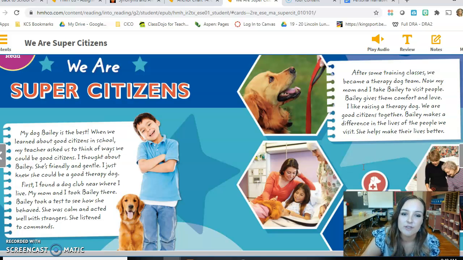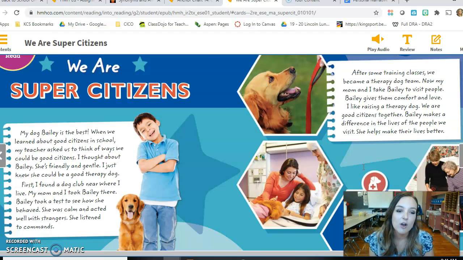We are super citizens. What does this boy and the dog do that make them super citizens? So here we go. Make sure you're following along in your My Book. We are super citizens. My dog Bailey is the best. When we learned about good citizens in school, my teacher asked us to think of ways we could be good citizens. I thought about Bailey. She's friendly and gentle. I just knew she could be a good therapy dog.